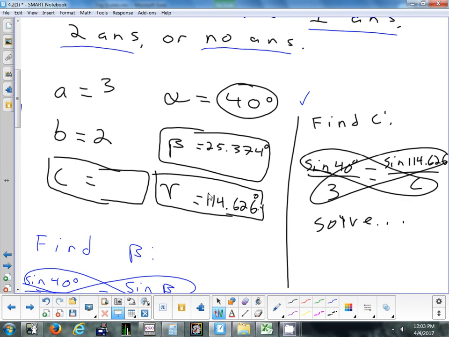Okay, so tomorrow we'll spend some more time looking at this case. We'll review one where there's one solution, and then we'll do a no solution and a two solution. And that'll finish law of sines.